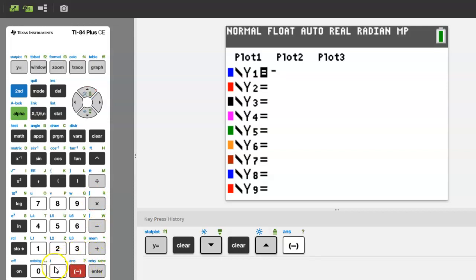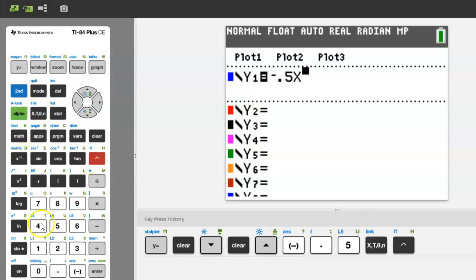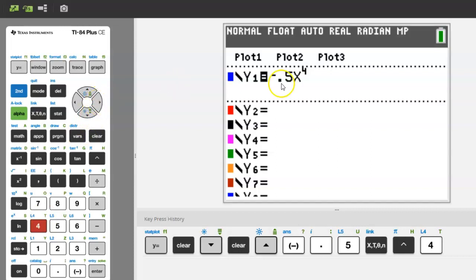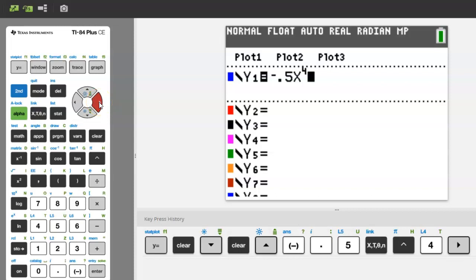And then 0.5. And then the X is over here next to the alpha button. And then we're going to do to the fourth power. Then you're going to arrow over to the right because we want to move that cursor from being up in the air down to the ground again. And then plus 3x squared. So plus 3, and then the x button again. For the squared button, we could either do the caret and a 2, or you could just type in the squared button, which is much faster, and then plus 2.